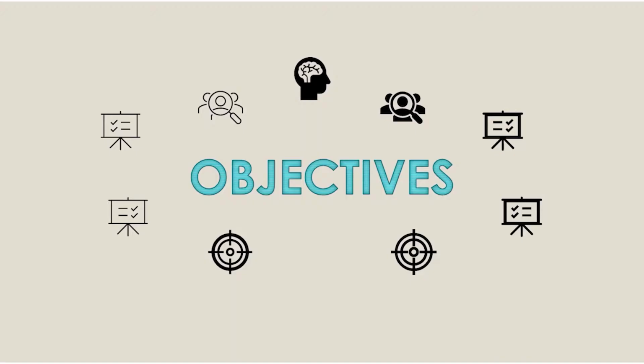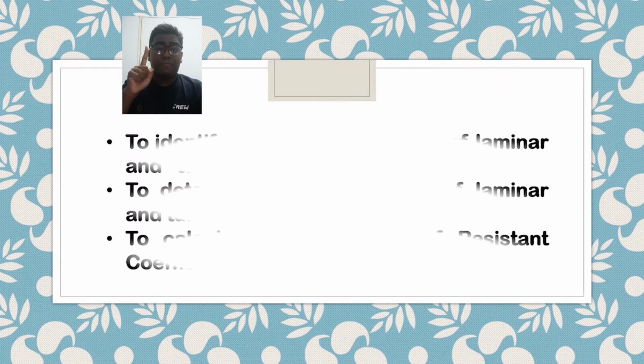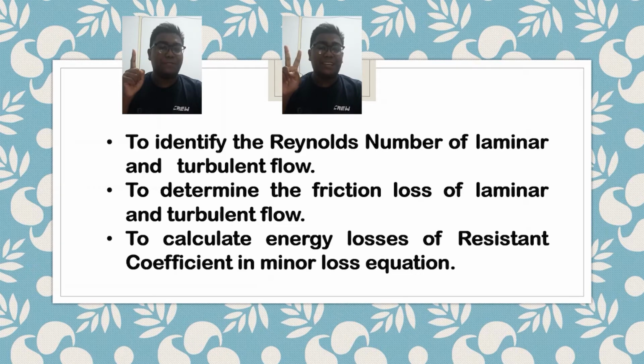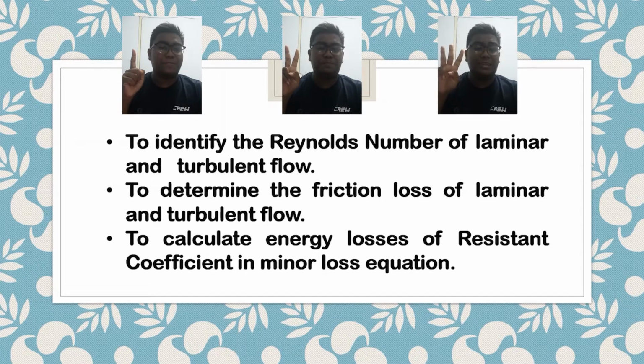For the objectives, we have three main points. First is to identify the Reynolds number of the laminar and turbulent flow. Second is to determine the friction loss of laminar and turbulent flow. And the third, to calculate the energy loss of the resistance coefficient in the minor loss equation.